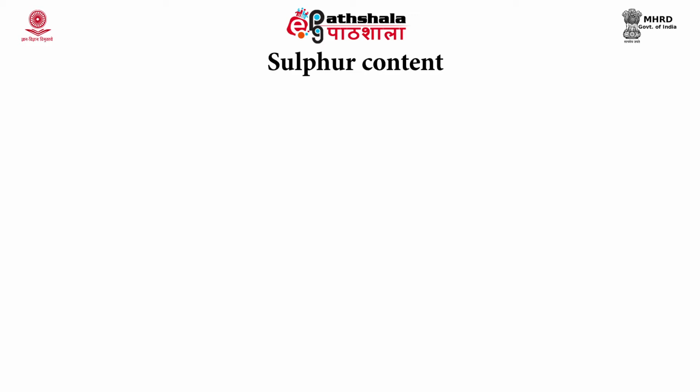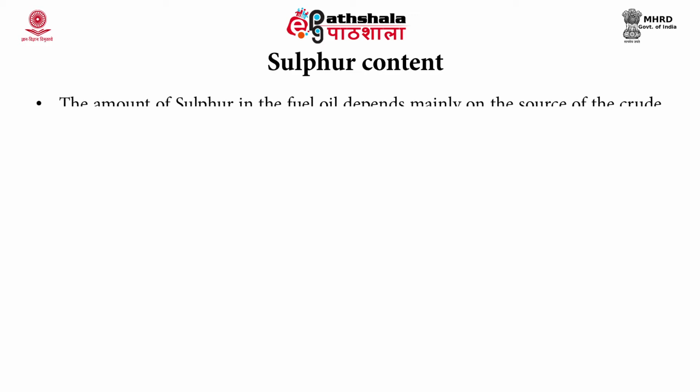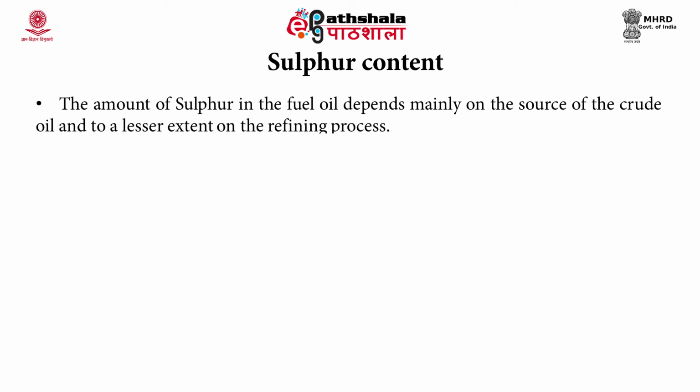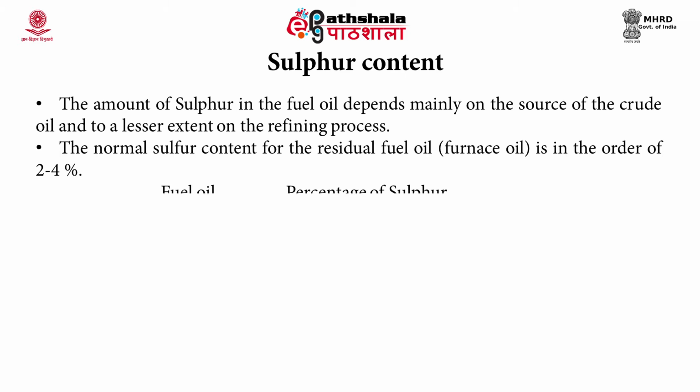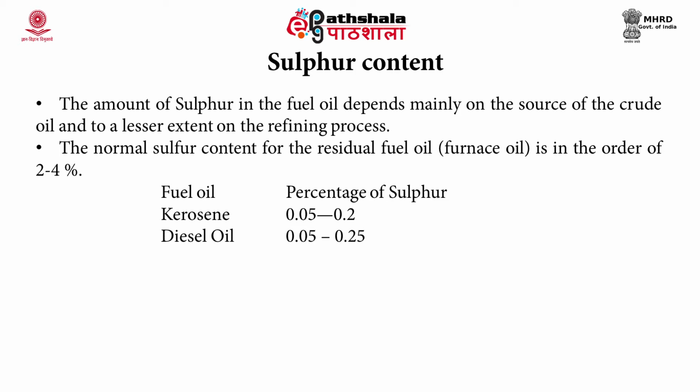The sulphur content is the amount of sulphur in the fuel oil. It depends mainly on the source of the crude oil and, to a lesser extent, its refining process. The normal sulphur content of residual fuel oil is 2 to 4%. You can see in this table that kerosene has a sulphur content of around 0.05 to 0.2, diesel oil has 0.05 to 0.25, light diesel oil has 0.5 to 1.8, furnace oil has 2 to 4, and low sulphur heavy stock oil has less than 0.5% sulphur content.